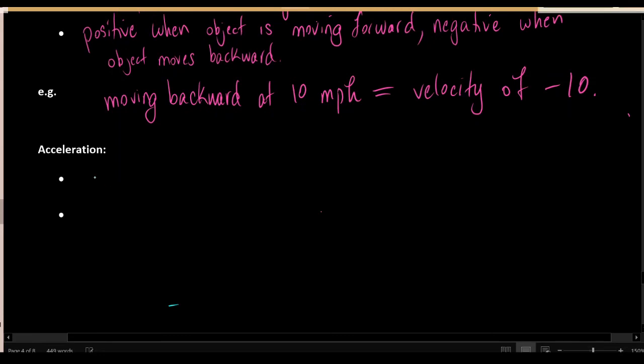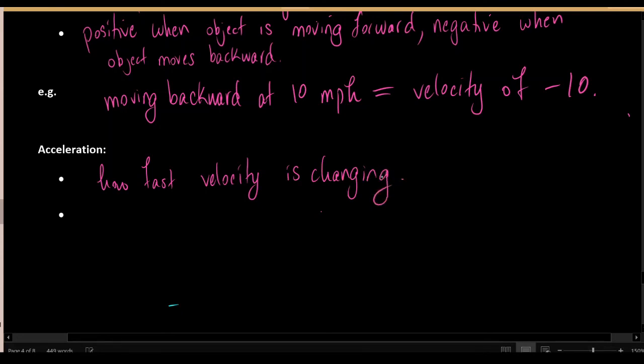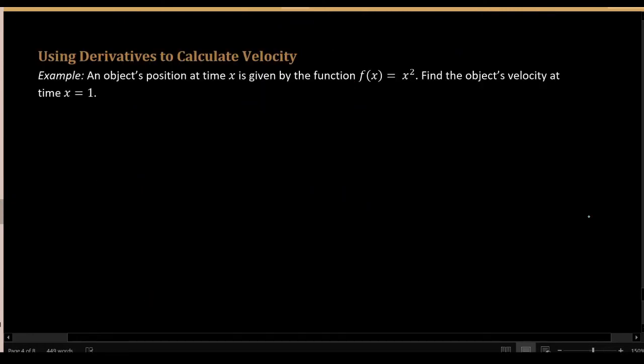Acceleration is a measure of how fast velocity is changing. And we'll go into more detail about this in a couple of days, probably about 1 week from now. More on acceleration later. Now, the velocity of an object is the instantaneous rate of change of position.